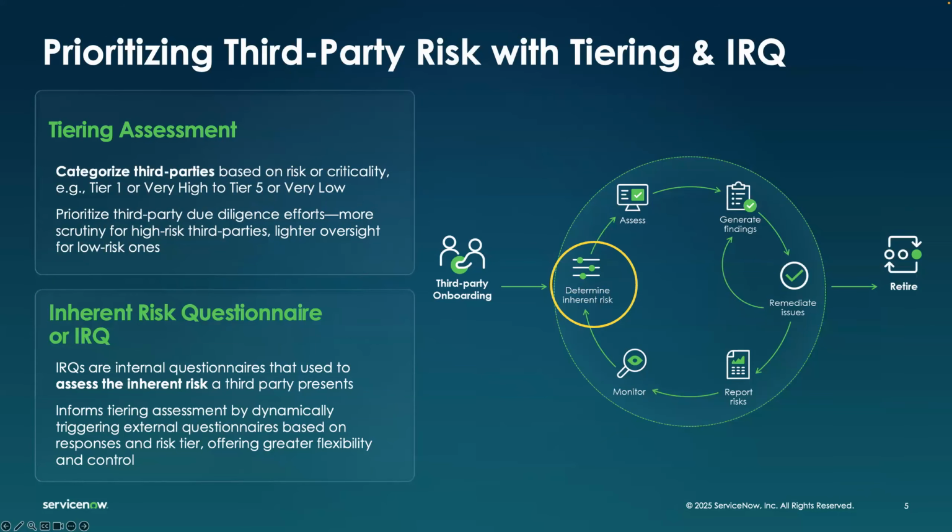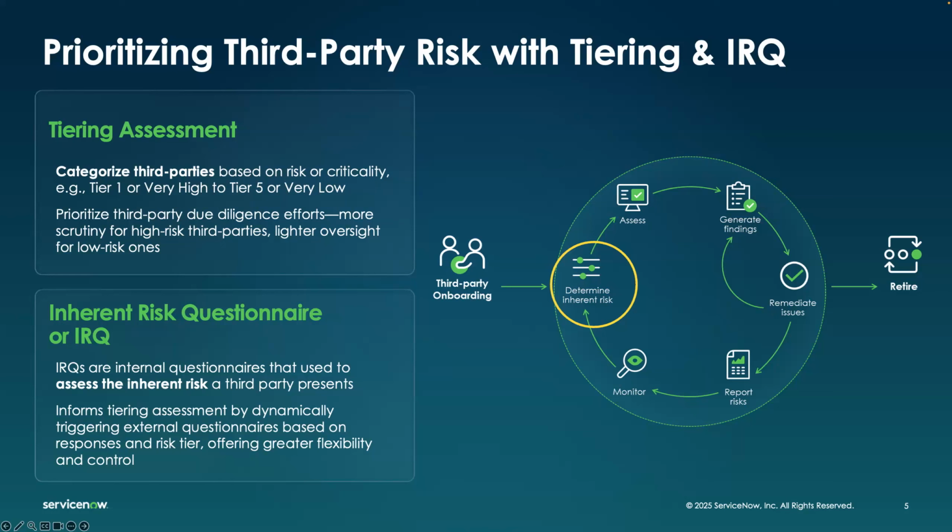Moving on, let's understand what the tiering and IRQ process is. Organizations use risk tiering to classify their third parties into categories of potential risk posed at the time of onboarding. The standard predefined risk tiers are very low, low, medium, high, and very high. Each risk tier has associated assessments, questions, and document requests.